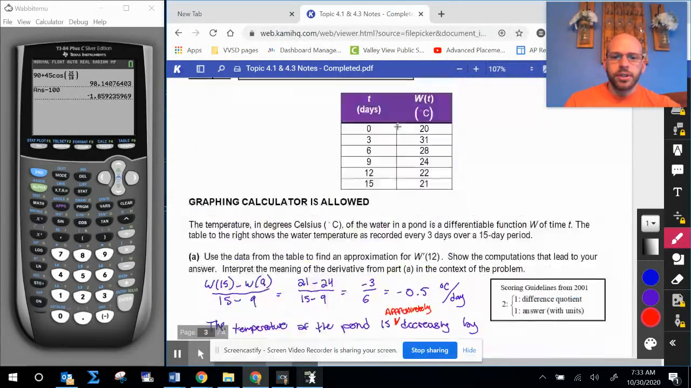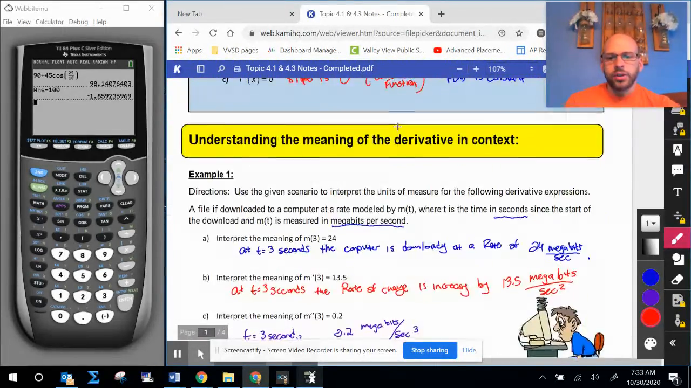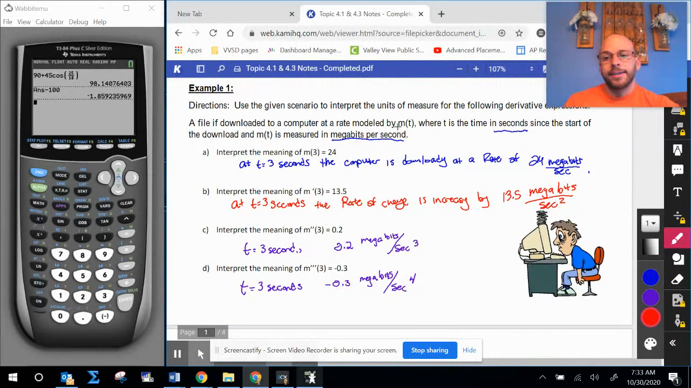Okay, so these were just some examples kind of put into play. These are also examples of questions that I can put on any of my assessments.